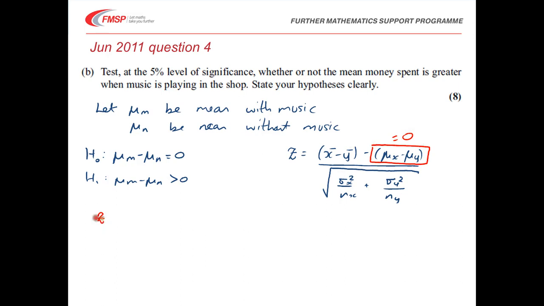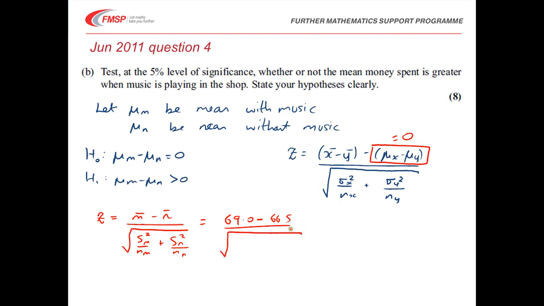So really z is going to equal, so x bar minus y bar, we're really looking at m bar minus n bar, if you wish, divided by s m squared over nm plus s n squared over nn, because these are clearly going to be samples that we're dealing with. So applying this formula now, we're going to have 69.0 minus 66.5 all divided by the square root of, and I'll tell you how these are marked in a minute, 483.797 divided by 80 plus 446.44 divided by 60.